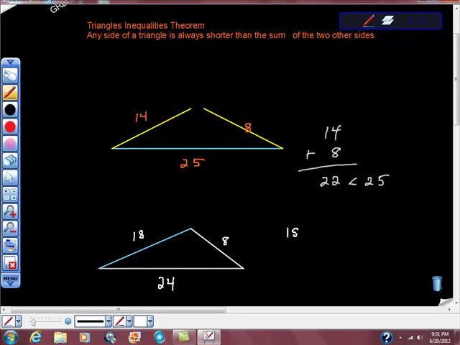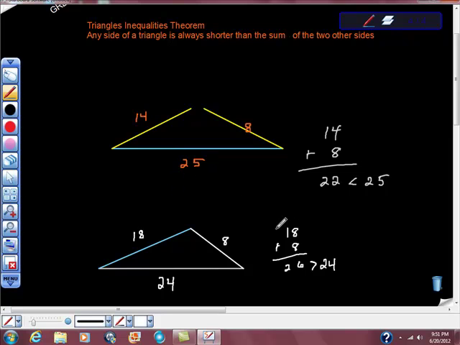So we do 18 plus 8, which is 26, and 26 is greater than 24, isn't it? So here, it wasn't true. When we added these two legs together, the lengths here were not longer than this length here, and they had to be. So that's our whole proof.